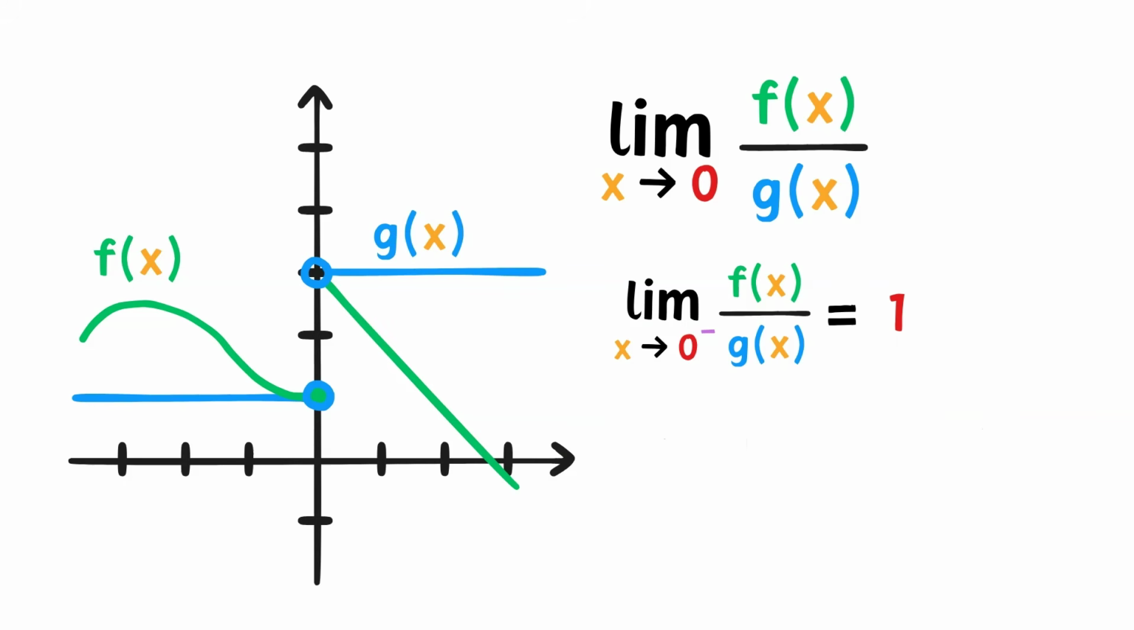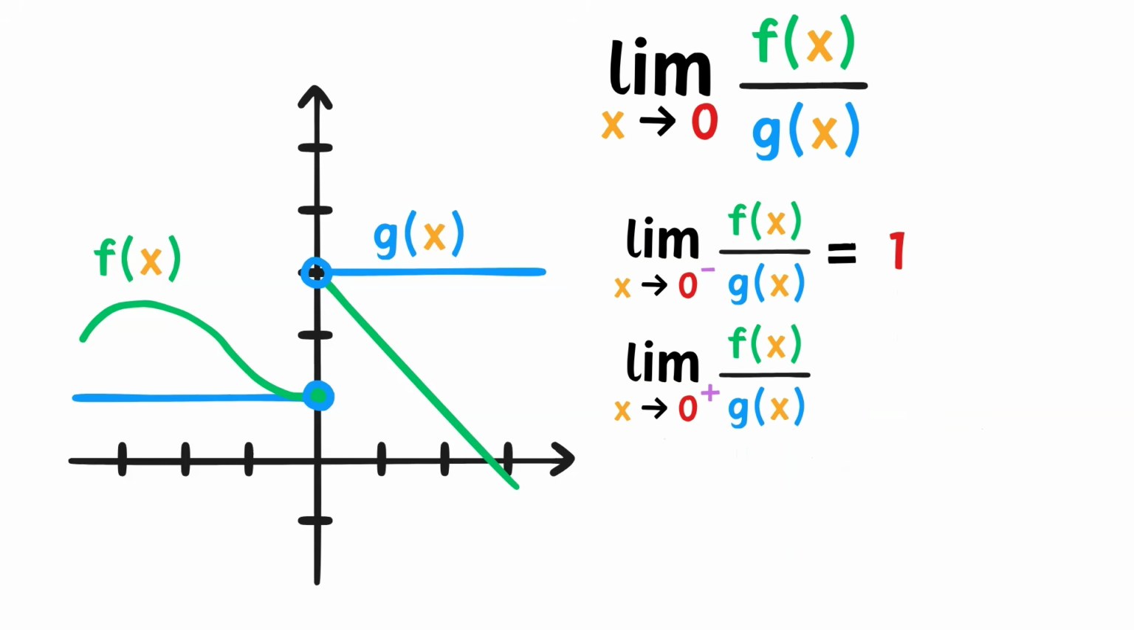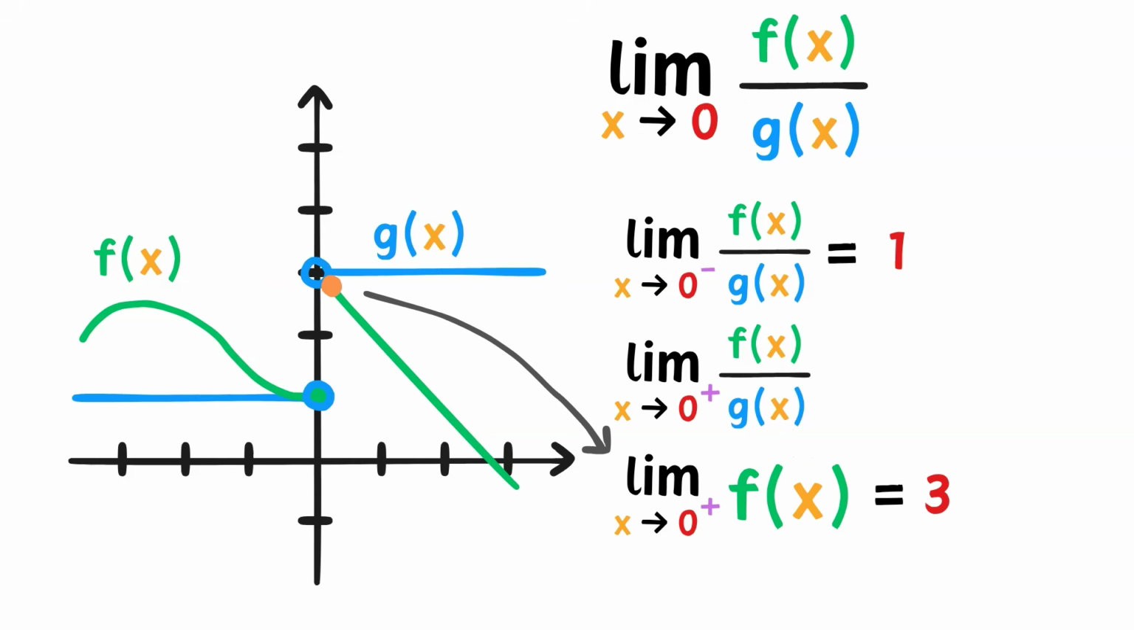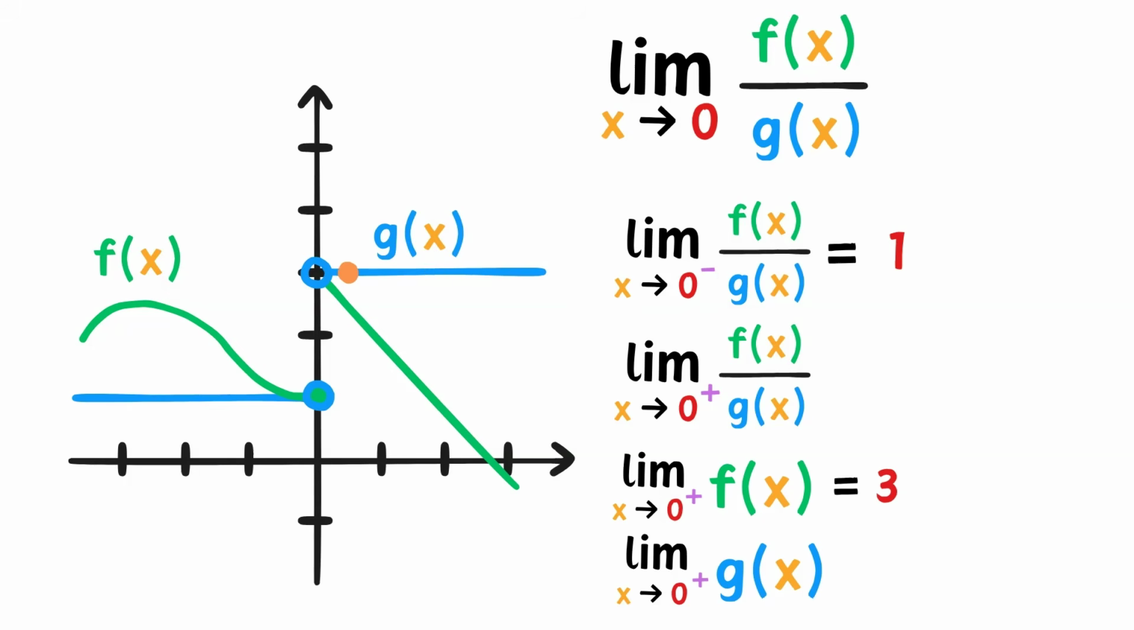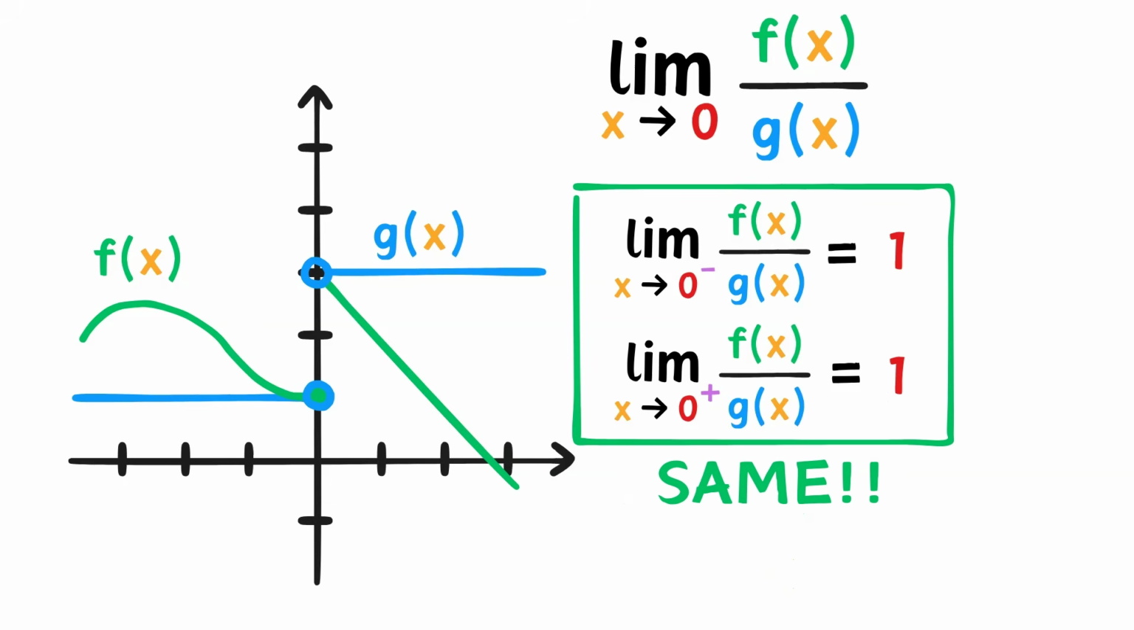So far, so good. Now, what are the limits from the right? Well, the limit of f of x as x approaches 0 from the right is 3. The limit of g of x from the right is also 3. Once again, 3 over 3 is 1. The one-sided limits of f of x over g of x are both 1, so 1 is the overall limit.